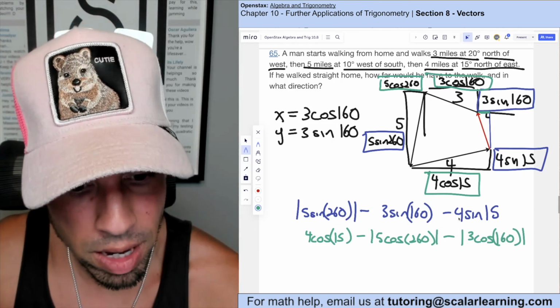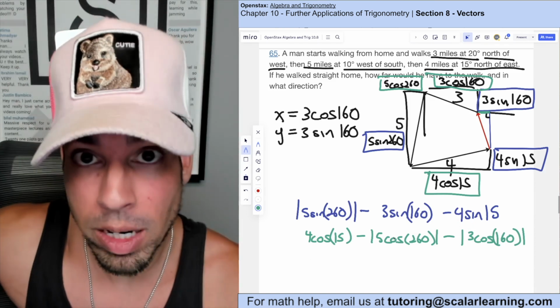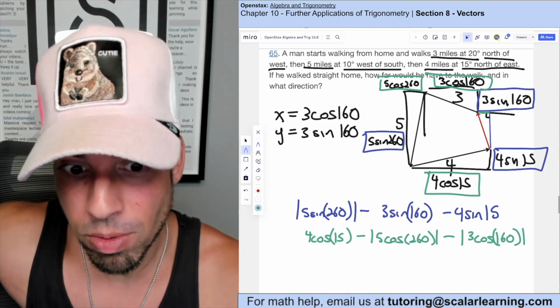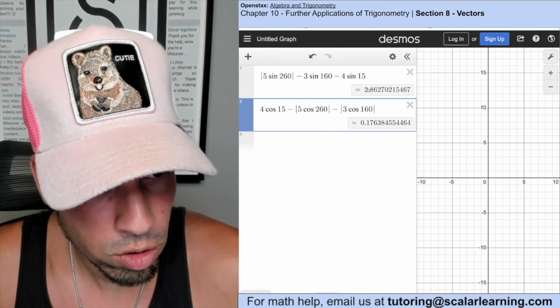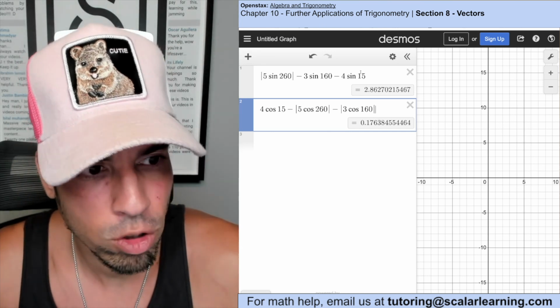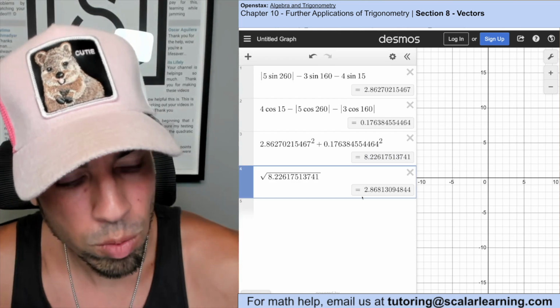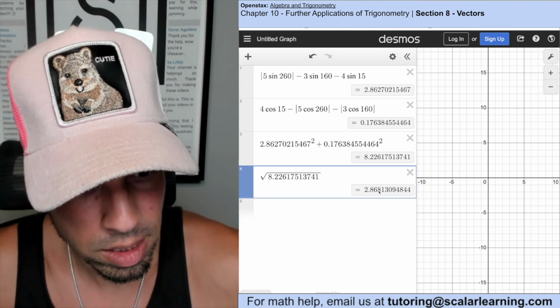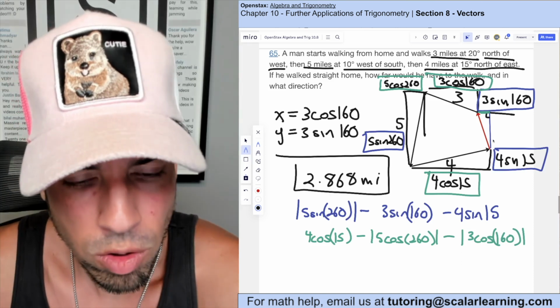So if I take these values, I square them, and I add them together, take the square root, right, using Pythagorean's theorem, we're going to get an answer for the distance. So let's do that now in Desmos. So once you plug it all in, these are the values. That's A, that's B. We need those both squared. So we square them each, add them together, and then we take the square root, and there's our distance, 2.868. So 2.868 miles. And now we want to know the direction.